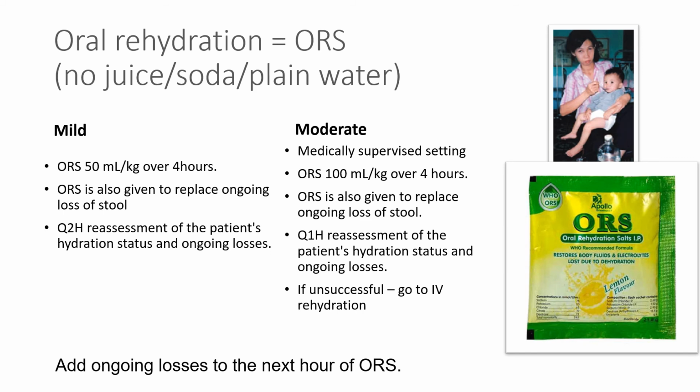So moderate hydration is twice as much. So instead of it being 400 mils, it's going to be 800 mils over 4 hours, which is 200 mils an hour, which is a much more substantial amount in a little kid. So we're going to do the same thing, and we're going to try and get them to take it orally. If they don't succeed, then we would go to IV hydration.